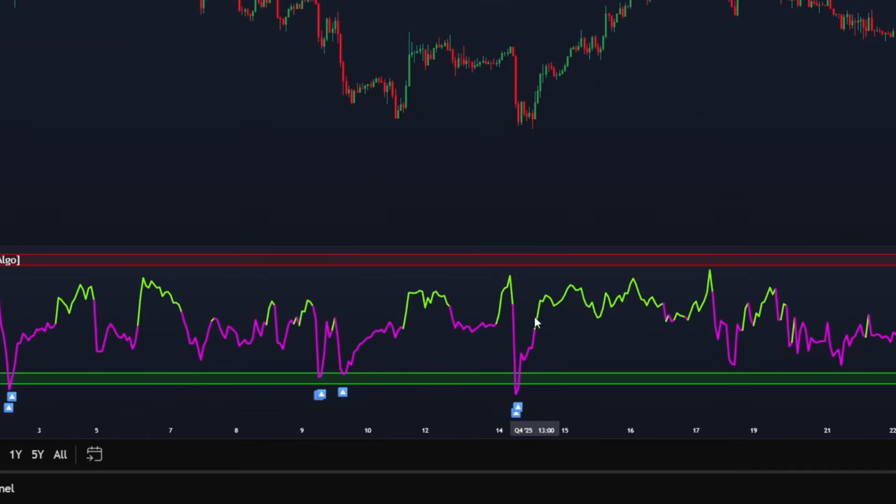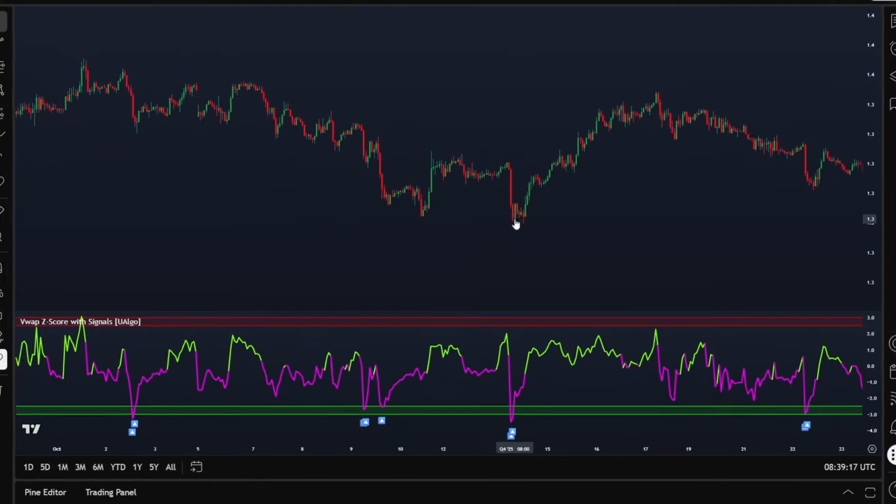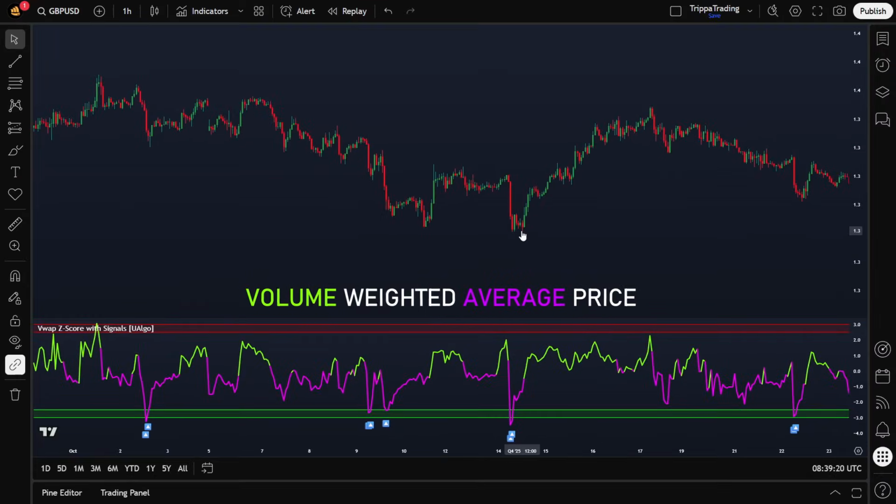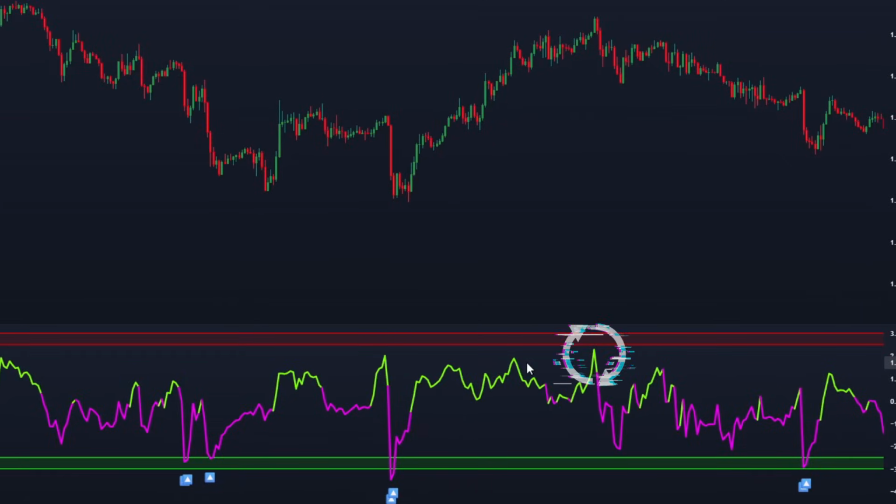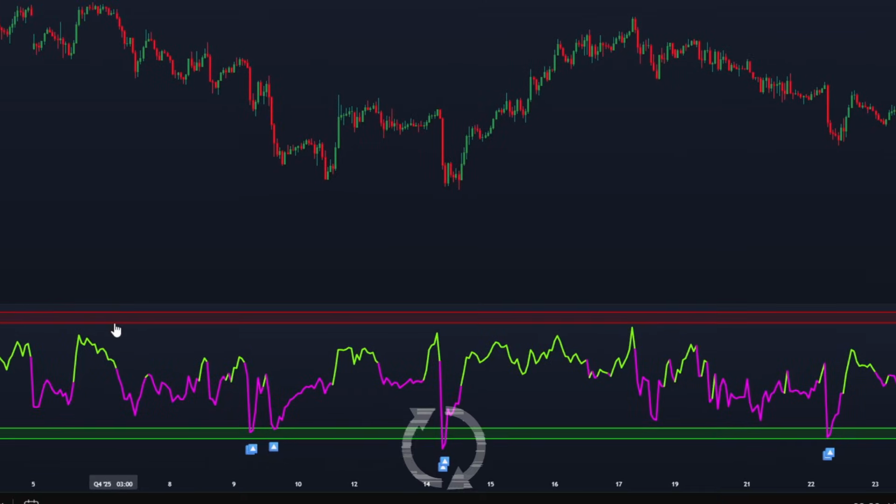In simple terms, it measures how far the current price has moved away from the VWAP, that's the volume-weighted average price. So when it's far above, the market might be overheated or overbought. When it's far below, it might be oversold and ready to bounce back.